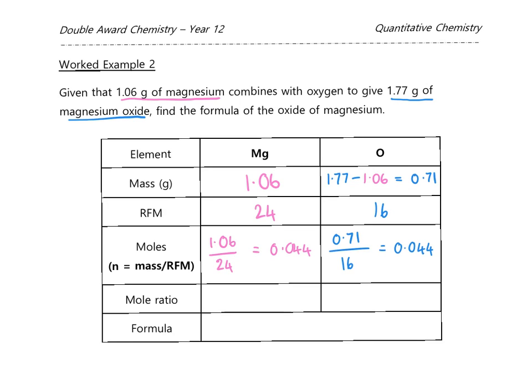We work out our mole ratio by dividing by the smallest number of moles. Again, in this case, it's the same for each, so the smallest number is 0.044. When we divide each of those numbers by 0.044, we're obviously dividing the number by itself, so we get a mole ratio again of 1 to 1. So my formula is simply MgO.